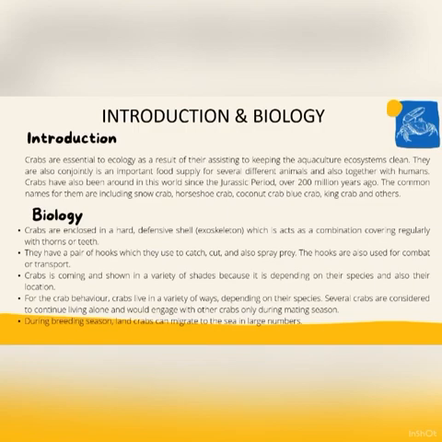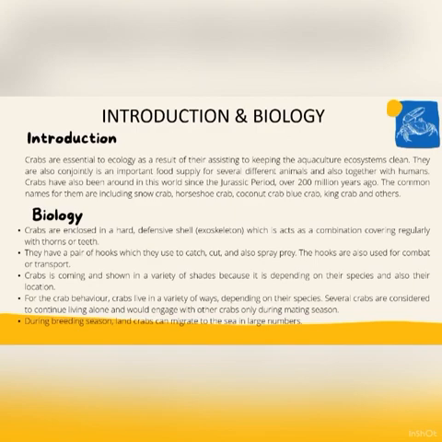For the biology, crabs are enclosed in a hard defensive shell called an exoskeleton, which acts as a combination covering, regularly with thorns or teeth. They have a pair of hooks which they use to catch, cut and also spray prey. The hooks are also used for combat or transport. Crabs come in a variety of shades depending on the species and also their location.